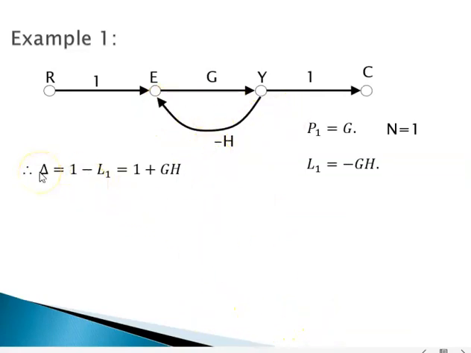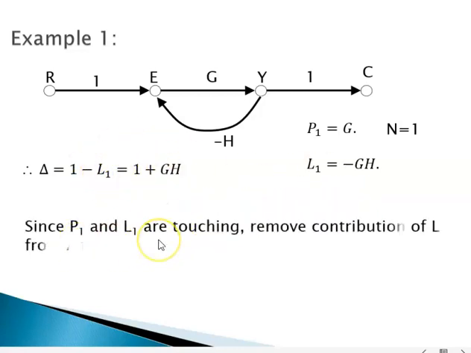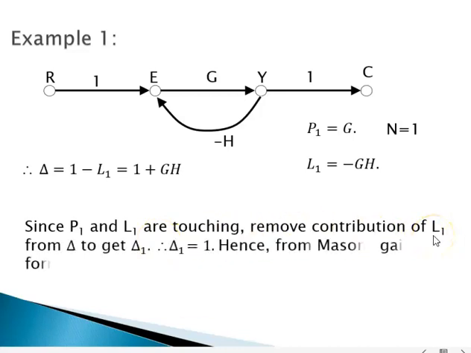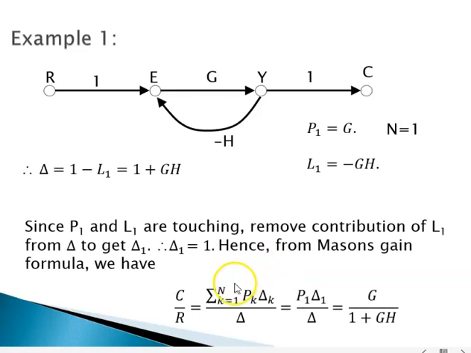So your delta is, because there is only one loop, you have 1 minus L1. So this delta is 1 plus GH. Out of this 1 plus GH, if you remove all the terms coming from touching loops, that is forward path and the loop, because all are touching, only one remains. Since P1 and L1 are touching, remove the contribution from L1 to get delta 1 is equal to 1. Hence, by using Mason's gain formula, you have the total transfer function given by this.